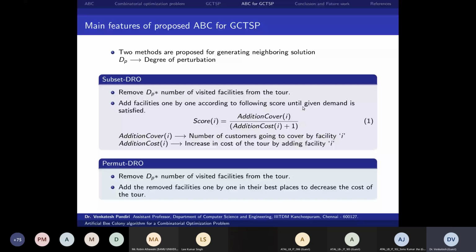And during this permute DRO, what happens here? We take care of permutation only. The facilities are going to be the same, but their order is going to be changed. We remove the visited facilities and try to put them in different positions. The same facilities will be there, but their positions will be changed. I will show a simple example of this one.